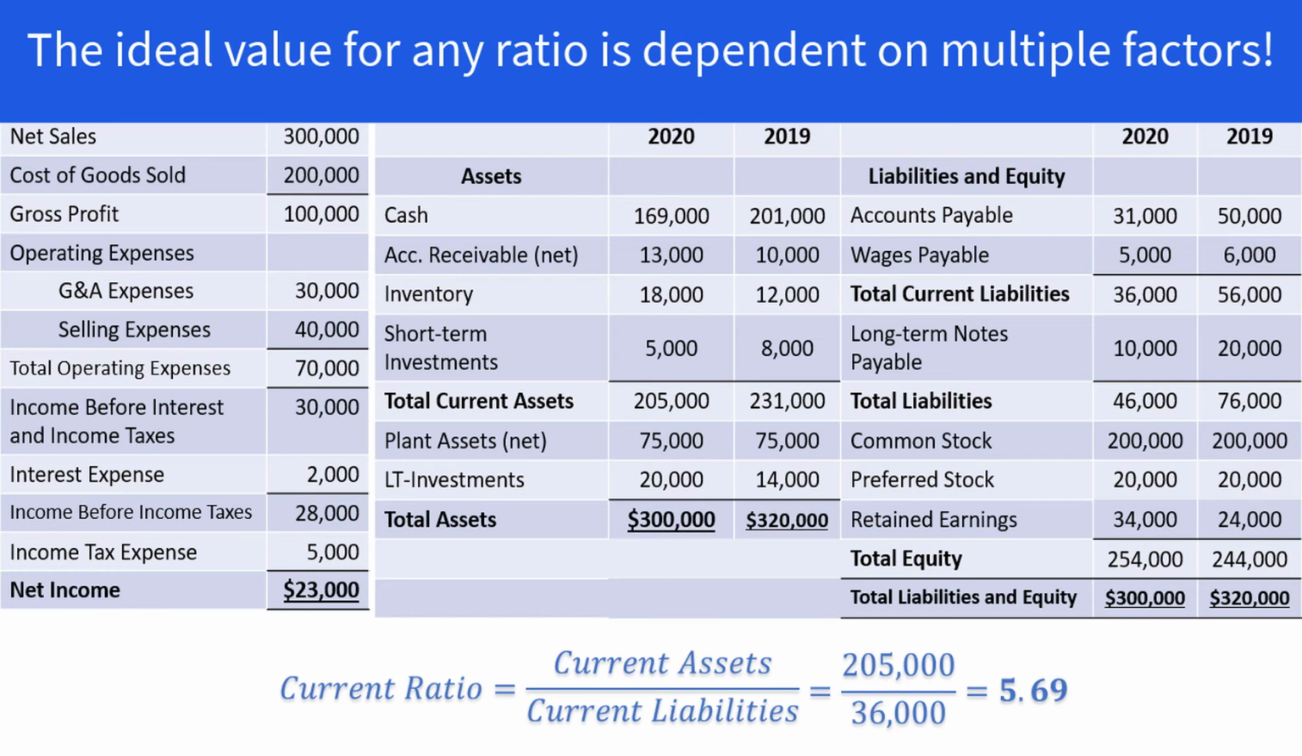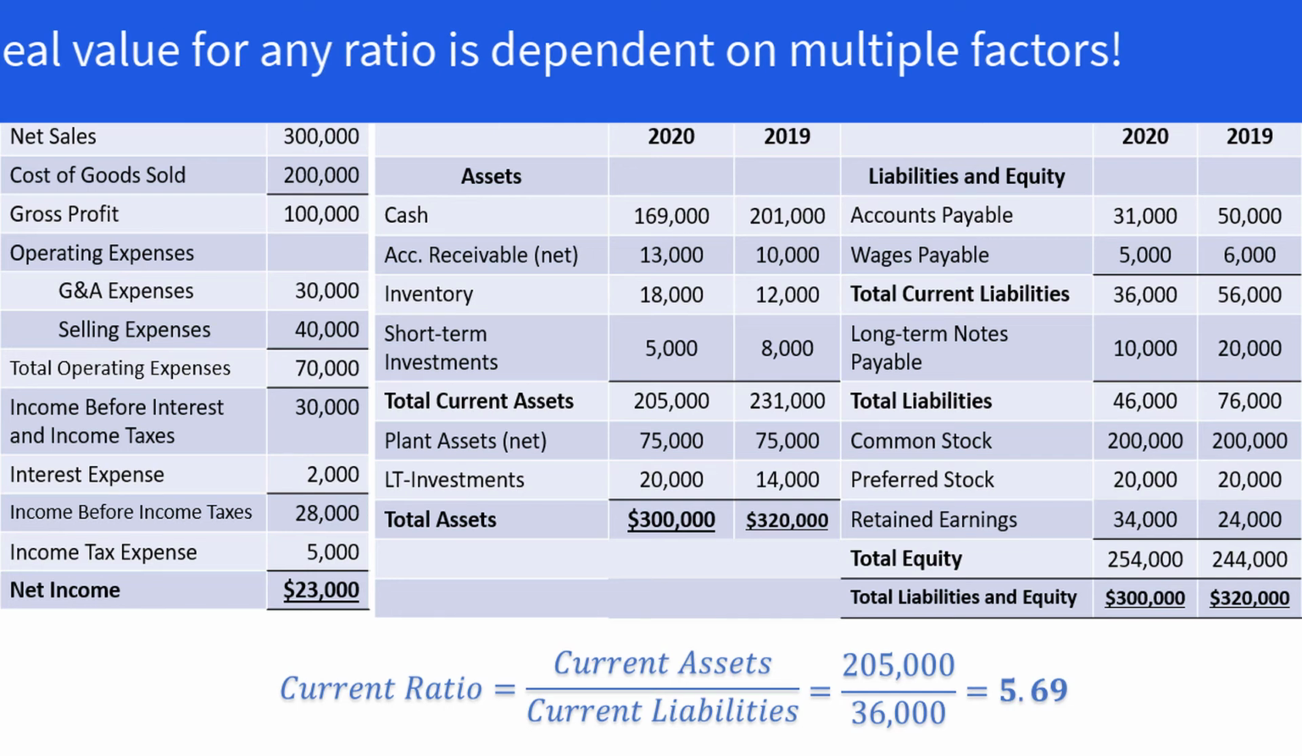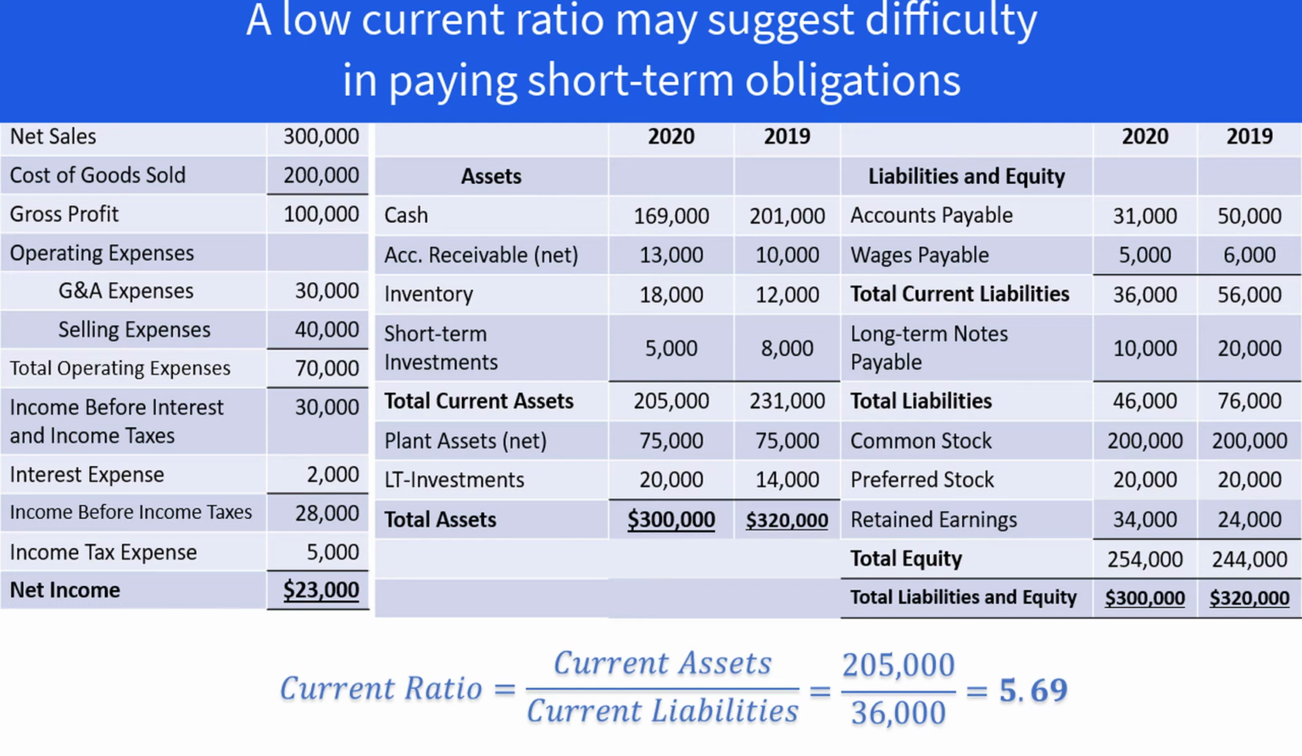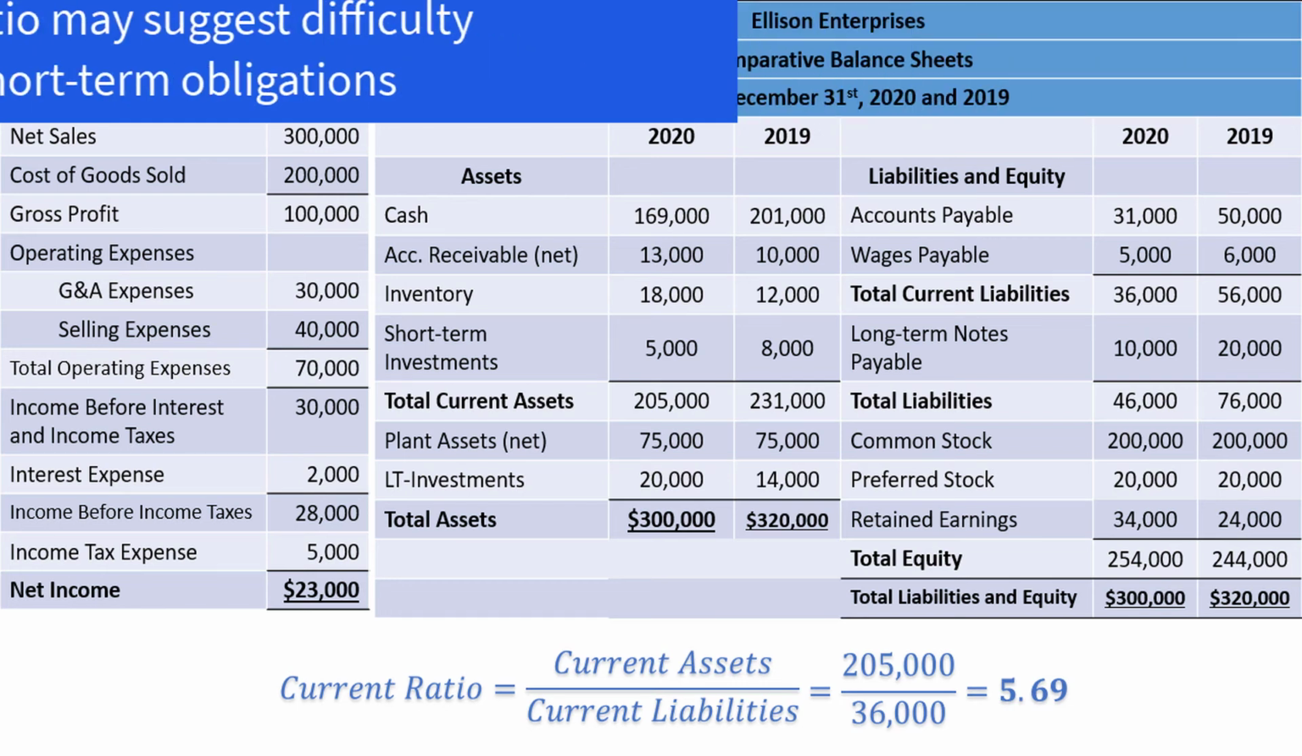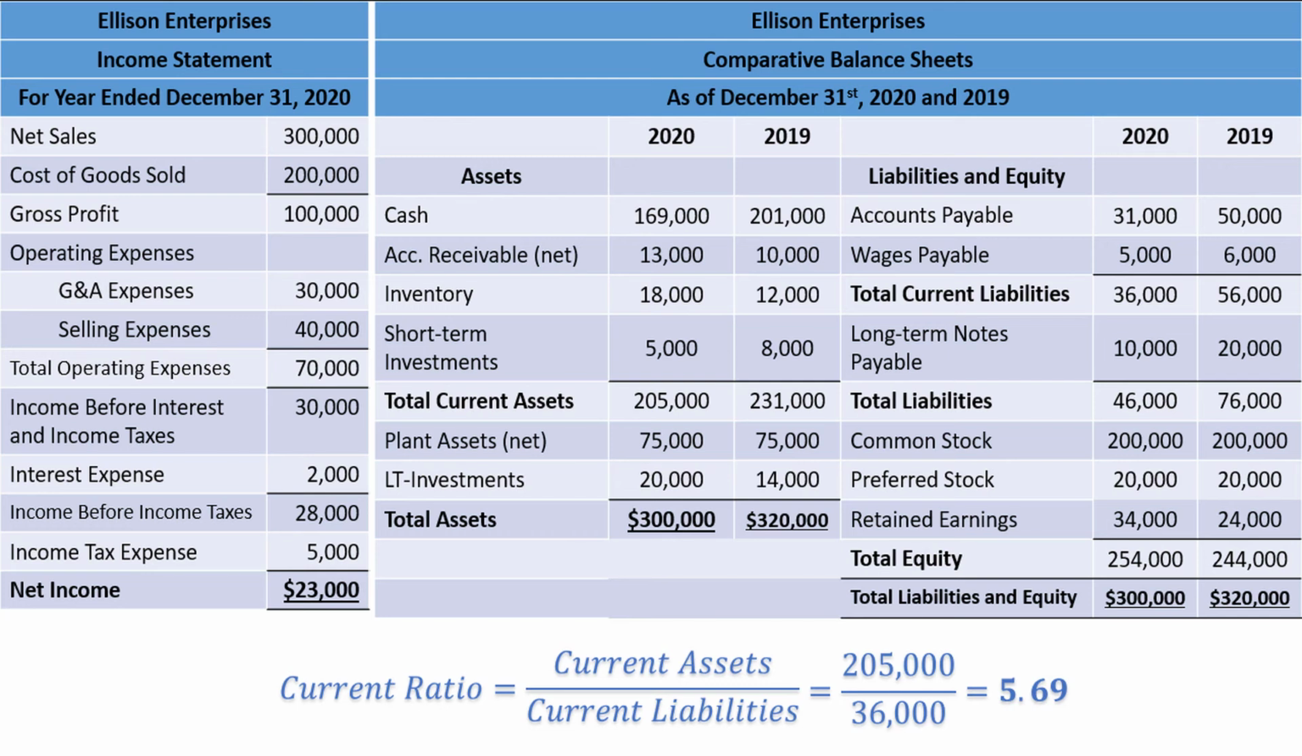A higher current ratio is usually considered better, but a lower current ratio, especially one closer to 1 or less than 1, can signal that the company may have issues paying for their short-term obligations. 5.69 is a healthy current ratio and signals that this company can easily pay their short-term obligations.